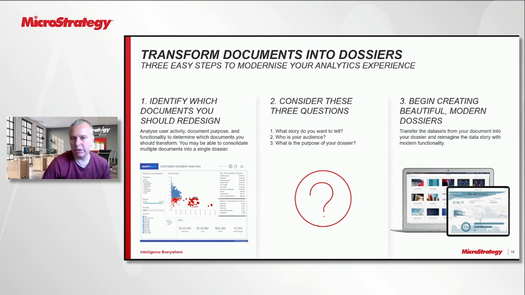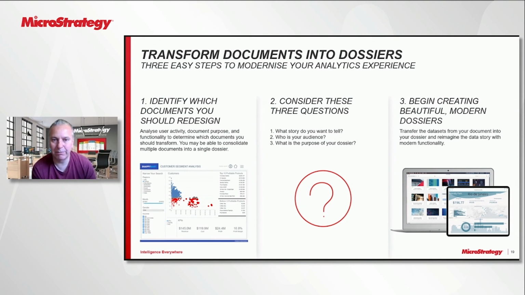Just some key points about how we transform documents into dossiers. So you need to identify which documents you should be doing redesign work on. Think about why they were created in the first place. Has the business moved on since they were created? Should I be taking some of the data out that's not relevant anymore, adding some different data in that is now relevant before you start doing the work on creating a dossier? Because it's pointless lifting and shifting it if it's not relevant anymore.